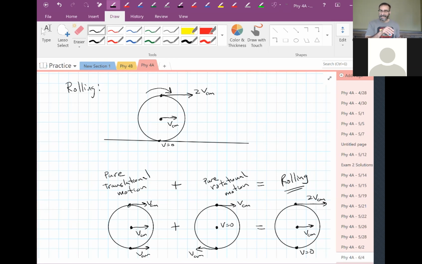But there's something that connects them. There's something I need to spin. The one that's translating is easy. I can just have it moving at the same speed that the object's center of mass was moving when it rolls, right? That's easy. I can just pick that same speed. The one that's rotating, I have to pick the corresponding angular velocity that matches how fast it would spin if it was rolling, right? So something has to connect these two. And that's what we're going to talk about right now. What connects these two?